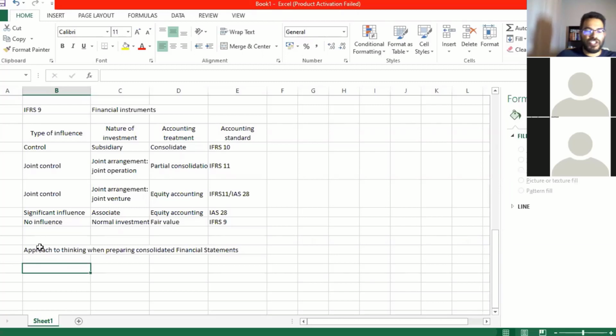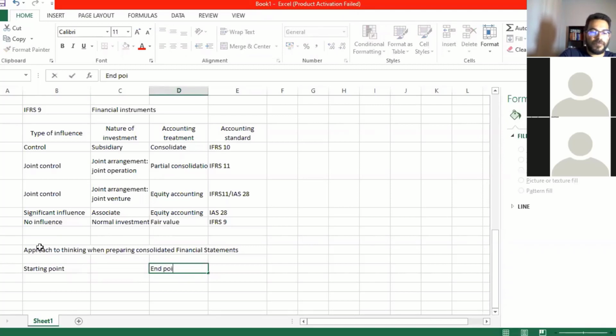So what is the starting point? We want to go from the starting point and we want to get to our end point. What is our end point? What is the destination? The destination is our group annual financial statements. So the end point, the final destination, is your group annual financial statements. That is where we want to be.